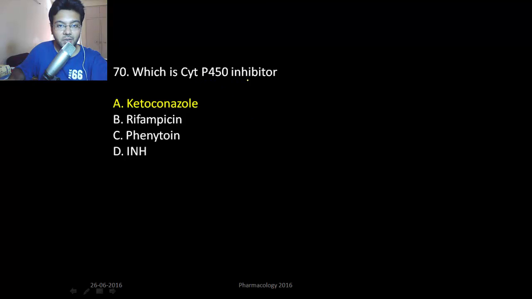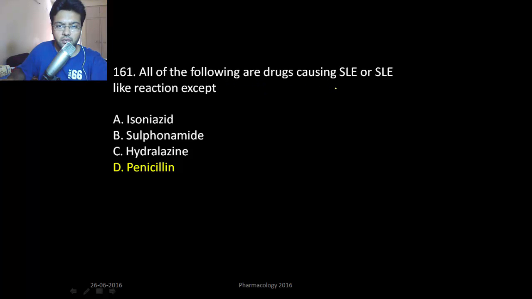Which is the cytochrome enzyme inhibitor? Again, ketoconazole, right? The inducers were PCBRA. All of the following are drugs causing SLE or SLE-like reaction except, you remember SHIP: sulfonamide, hydralazine, isoniazid, and procainamide? Not penicillin. It doesn't cause an SLE-like reaction.